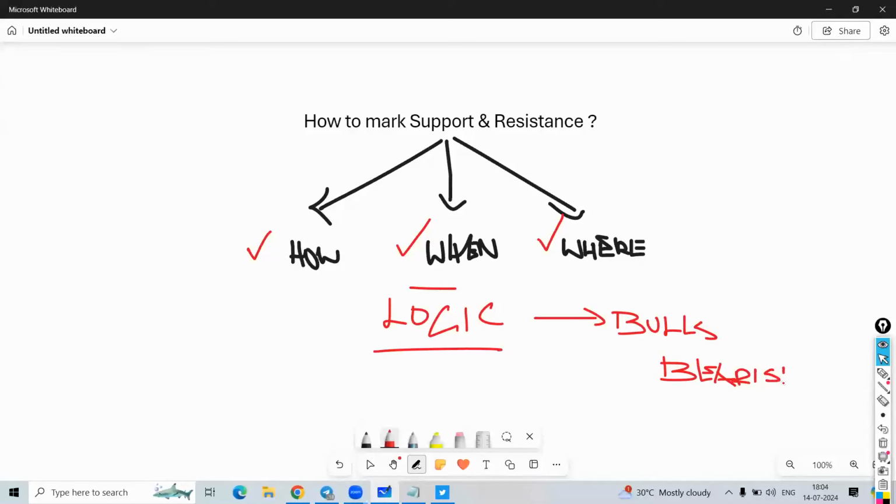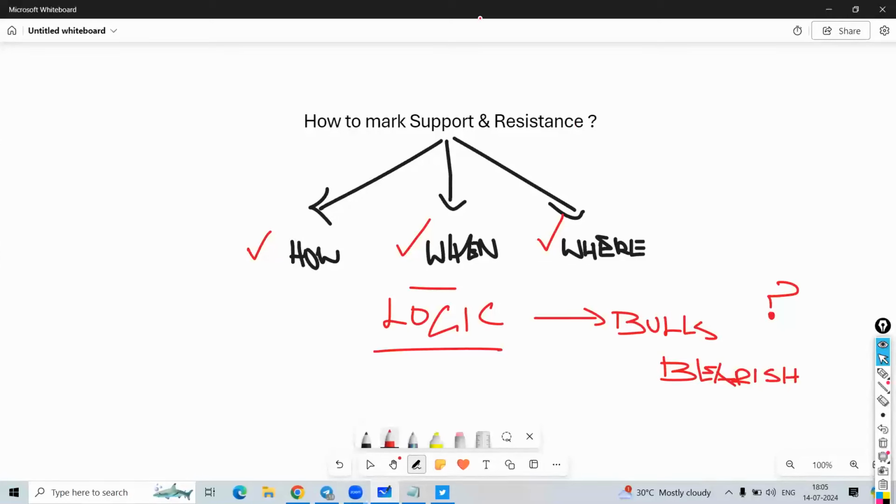Once you don't have this basic knowledge, there is no point in marking any support and resistance. You can be an intraday trader, a positional trader, a swing trader, whatever category. The rule remains simple: how, when, and where you mark, with an understanding of who is in control. Bulls are in control, bears are in control. Now, how to identify this? That is the reason we are doing this session.